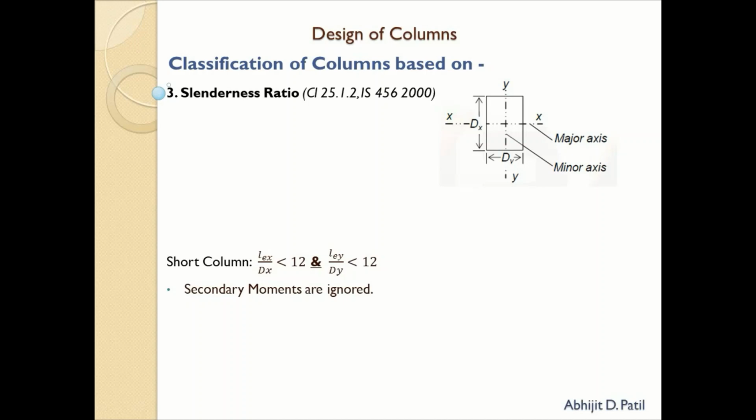What is the advantage of a short column? Secondary moments can be ignored. So what are these secondary moments? For capturing these moments, we have to do second order analysis. Normally, whatever we do, the three moment theorem, slope deflection method, matrix method, these are all first order analysis. So there you will not capture these secondary moments. One example is P delta analysis that we have to do. Those moments can be ignored if our columns are short columns, because those are very small.